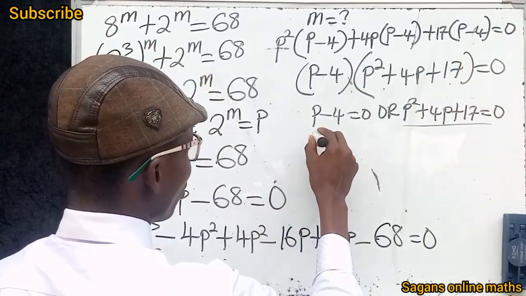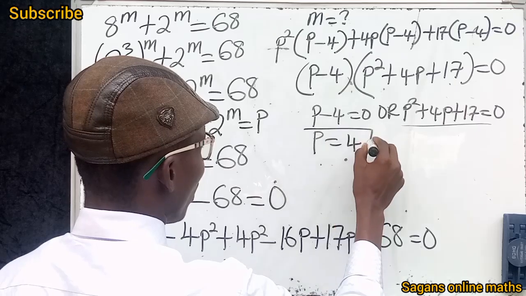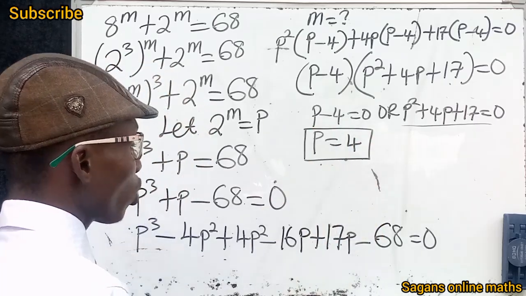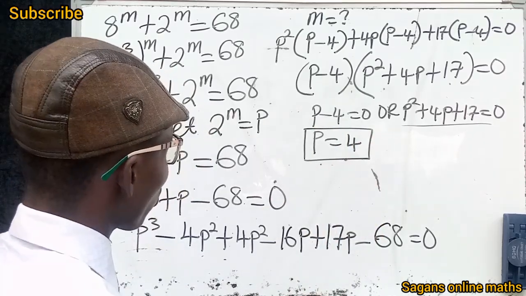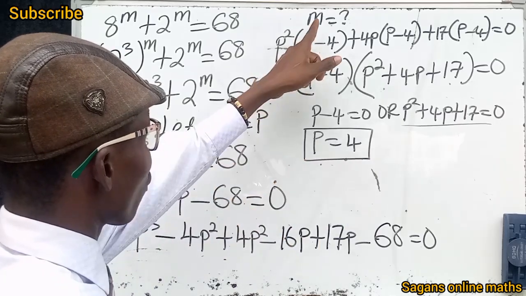That means p will be equal to 4, by adding 4 to both sides. This is the value of p. But note that we are not asked to solve for p. We are asked to find the value of m.